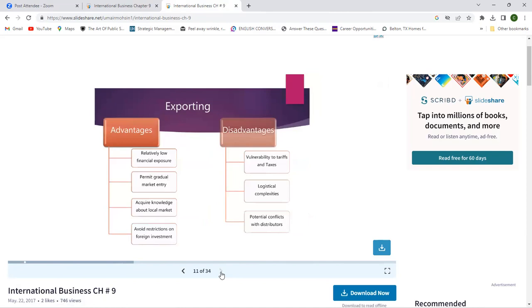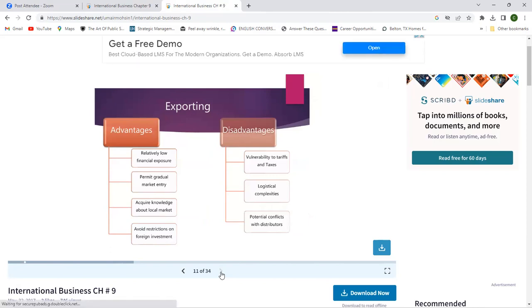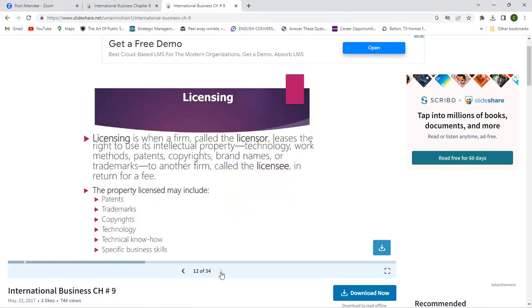We have exporting advantages and disadvantages. Advantages: relatively low financial exposure, permits gradual market entry, acquires knowledge about the local market, avoids restrictions on foreign investment. Disadvantages: vulnerable to tariffs and taxes, logistical complexities, potential conflicts with distributors.